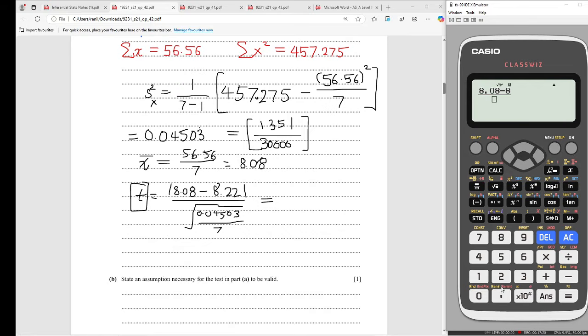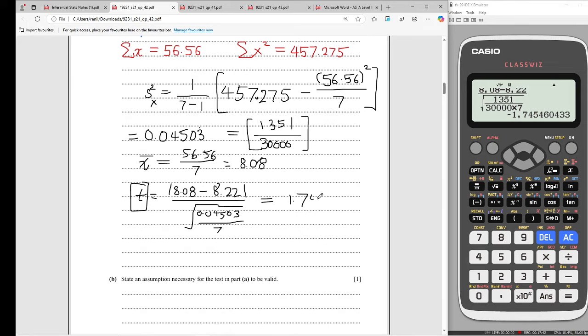8 minus 8.22, divided by the root of 1351 divided by 30,000, and we times that by 7, and we get negative 1.745. But like I said, we take the positive value only, so 1.745.